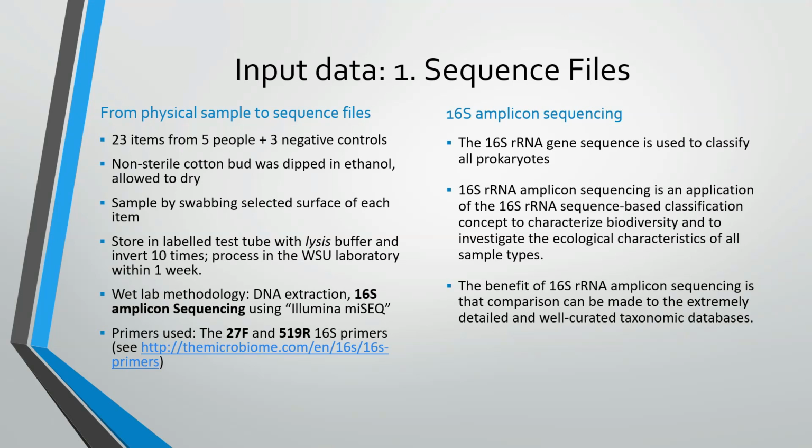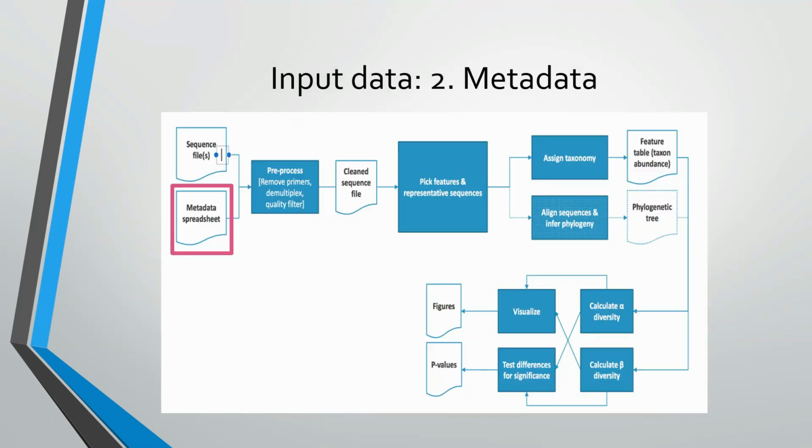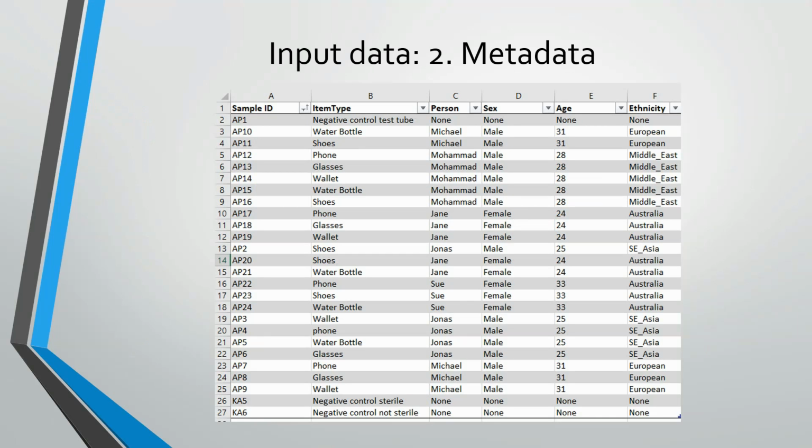The benefit of the 16S rRNA amplicon sequencing is that comparison can be made to the extremely detailed and well-curated taxonomic databases. Now let's look at our metadata. This is our metadata. The attributes we have for the samples include the item type, person, age, ethnicity, and sex. So obviously, sex, age, and ethnicity are to do with the person which the item belongs to, not the item itself.